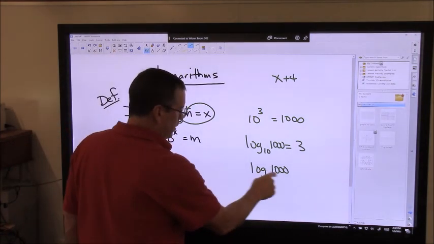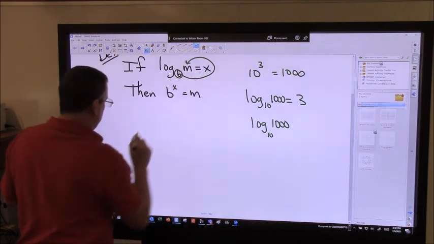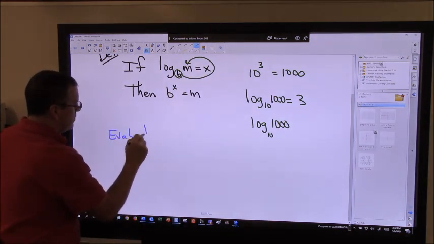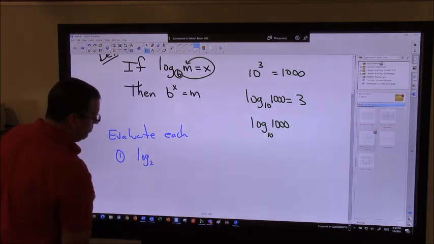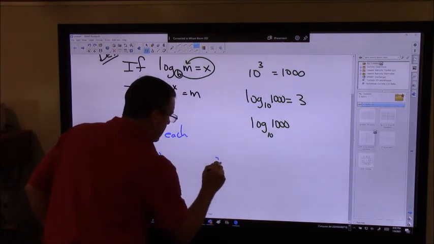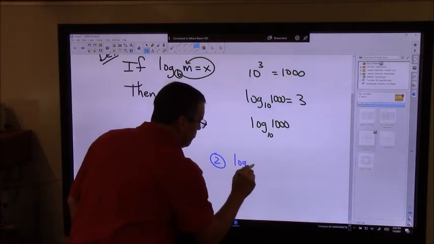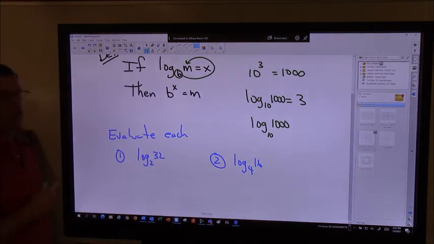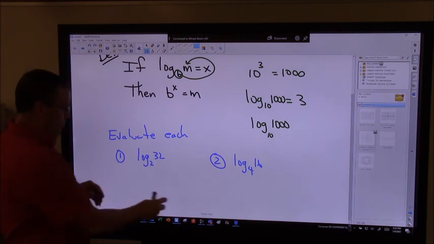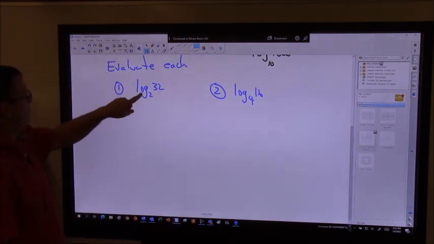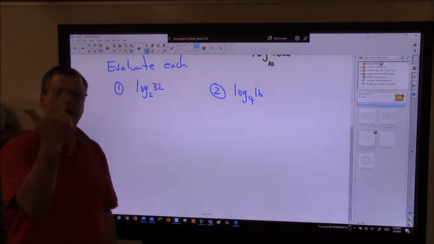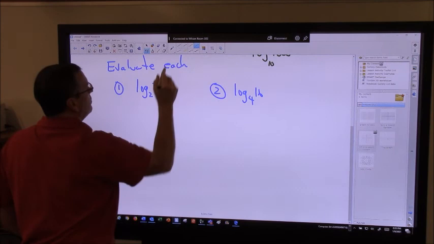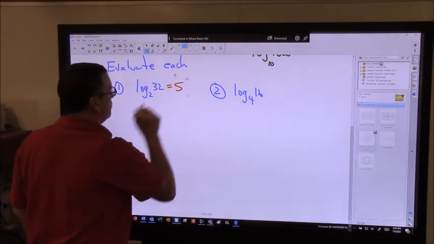So let's do another one of those real quick. Let's just say that we want to evaluate each of these. First of all, I've got log base 2 of 32, and I've got log base 4 of 16. Why don't you try and figure out what each of those are equal to? All right, so I'm looking for an exponent. I just want to know 2 raised to what power equals 32? 2 times 2 is 4, times 2 is 8, times 2 is 16, times 2 is 32. That was 5 2's, right? There's my answer.